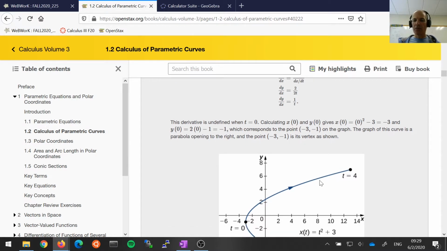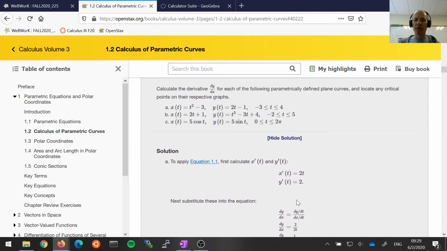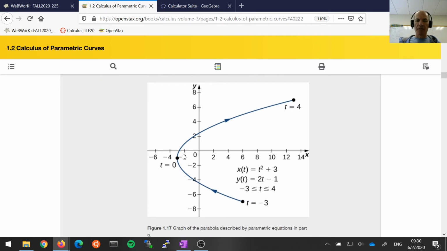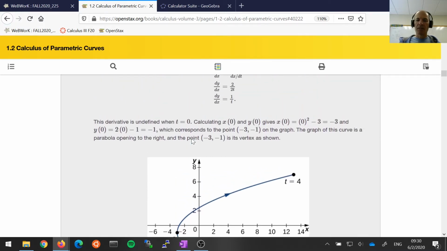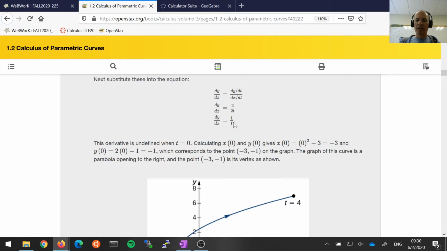In other places, for example, let's say at t equals 1, t equals 1 corresponds to the point (-2, 1). So that's here and here. This looks like a positive slope, maybe around 1. If we plug t equals 1 into dy/dx, we see 1 over 1, and in fact dy/dx is 1. So that's how this works.